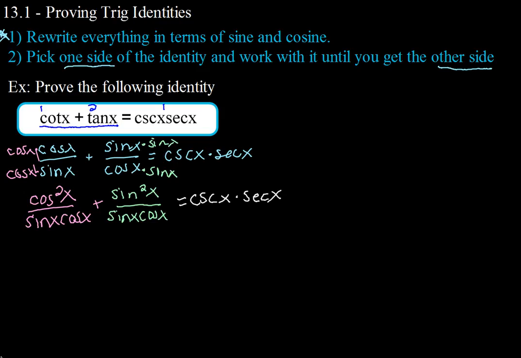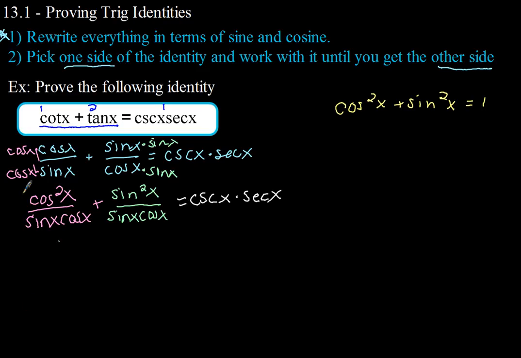Now, we have to remember to look out for different things that we already know. For instance, we know that the cosine squared of x plus the sine squared of x is equal to 1. So we might want to be looking out to see if that happens because we have a cosine squared x here and a sine squared x here. So maybe something will happen. Who knows?